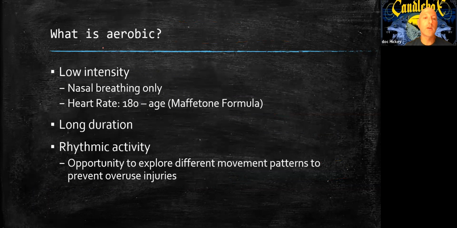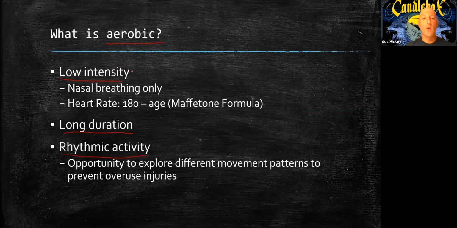So we take a look at what is aerobic, and this is essential when we look at developing aerobic capacity. We look at our three characteristics of an aerobic modality: low intensity, long duration, rhythmic activity.